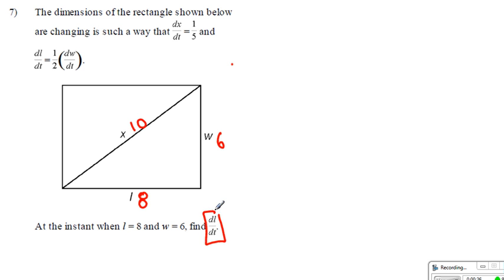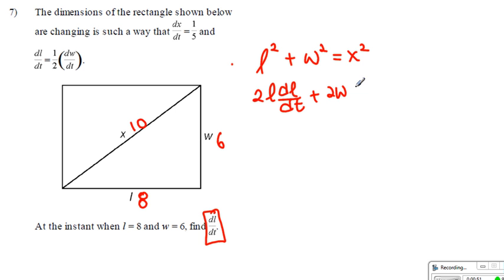And we want to find out dl/dt. So let's try to write this one together. First we could write this one as L squared plus W squared is equal to X squared. So when we take the derivative with respect to time in all three variables, we'll end up getting 2L dl/dt, which is what we are looking for, plus 2W dw/dt, which we have a relationship for right over here, must be equal to 2x dx/dt.